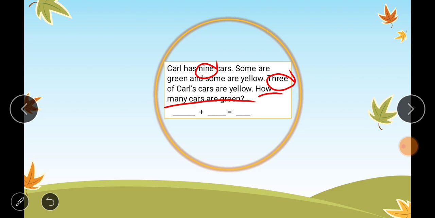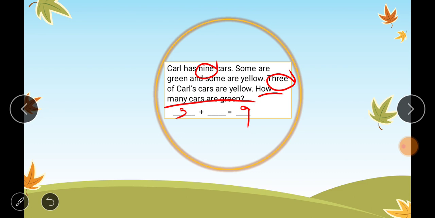Okay, we are told that Carl has 9 cars. That is all the cars that Carl has, the total number, the sum. So the sum is 9. And we are told that 3 of the cars are yellow. So that's our given addend. How many cars are green? If we want to use balls, which number are we making balls for? Oh, number 9. Very good.